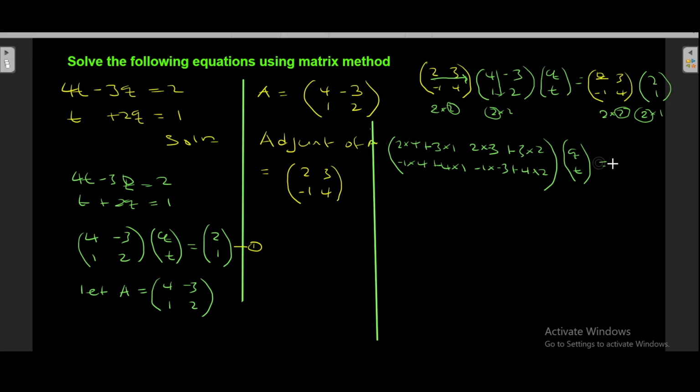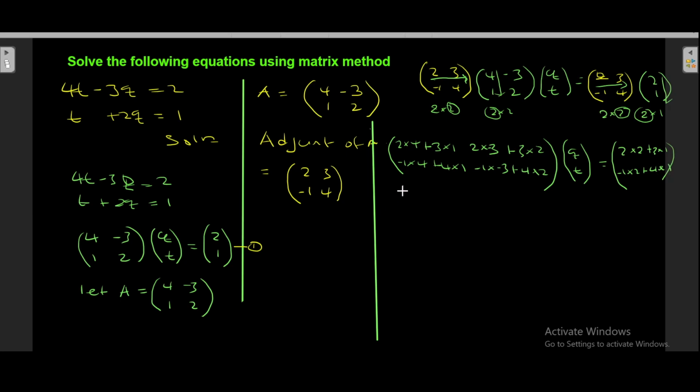Also, we multiply out this side. It's going to give us row multiplies with the column. 2 times 2, then plus 3 times 1, close that bracket. Also here, negative 1 times 2 plus 4 times 1.